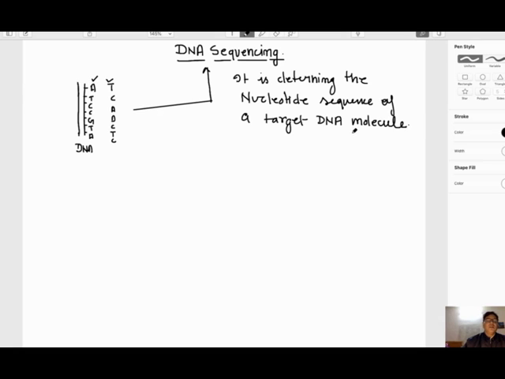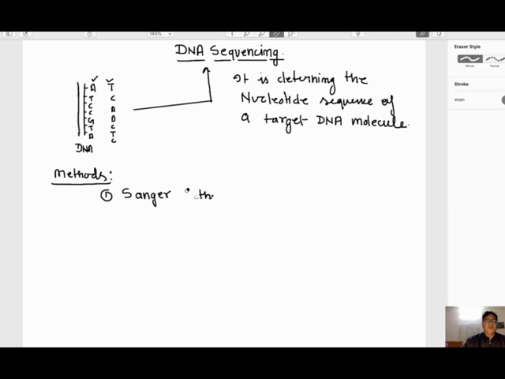All right. So there are many methods involved for this DNA sequencing, but here I am limiting my lecture to only one method. So the first method which I will be discussing here will be the Sanger method. Sanger method of DNA sequencing. This I will be using the first time.